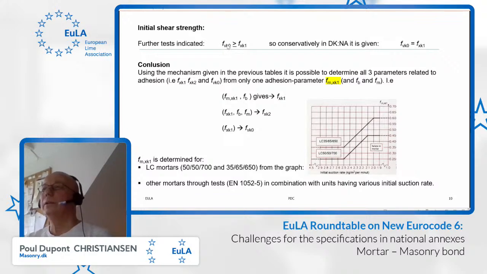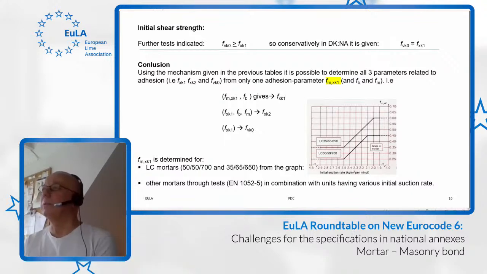The initial shear strength, we made some tests. That was the easy part. It always showed that FVK0 was larger than or equal to FXK1. So in our national annex, it is given that FVK0 is equal to FXK1. So the conclusion we made was that with the mechanism in the previous table, it is possible to determine all three parameters related to adhesion, that is FXK1, FXK2, and FVK0, from only one adhesion parameter, and that is FXK1, the mortar, and then of course FB and FM, but they are normally known.